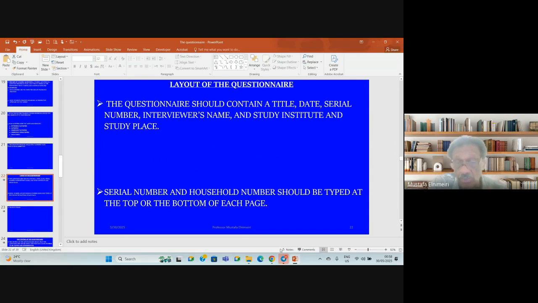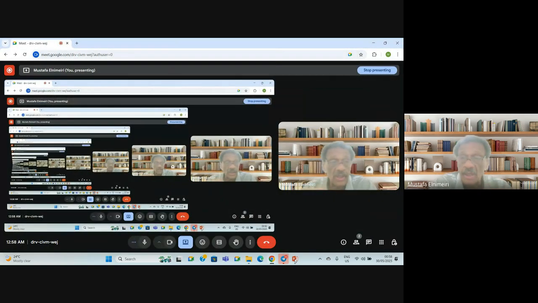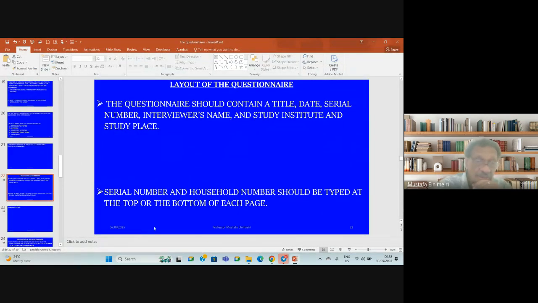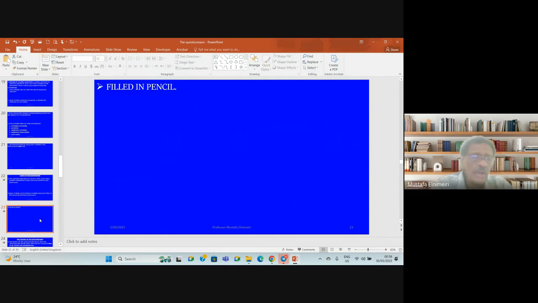And this is important, especially if you are using a paper questionnaire, because if you have multiple pages and these pages are pinned with each other, if one is lost, then you can easily relocate it, because you can find the serial number of that paper, and this will save time and be more safe too. We need to fill the questionnaire, if you are using paper questionnaires, in pencils rather than pen.